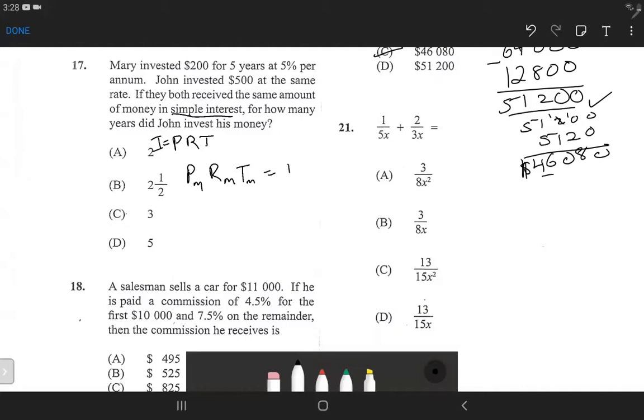So principal of John, rate of John, time of John. They say that the rate was the same, so that will cancel. Mary's was 200, and her time was 5 years, right? So 200 by 5 years should be equal to 500 by the time that John invested. Notice we can divide both sides by 100. We can divide that by 5, so this will go down to 1. So the time that John invested was only 2 years. All right, so that's A.